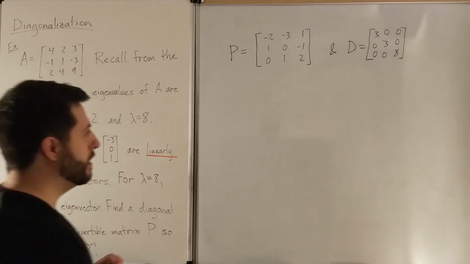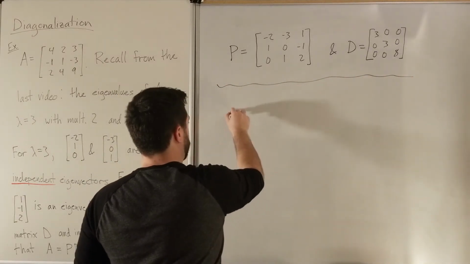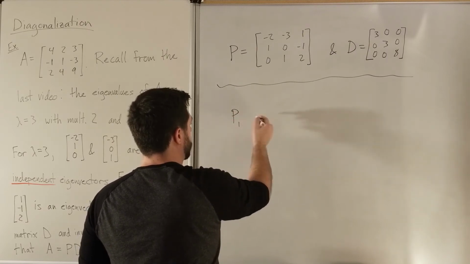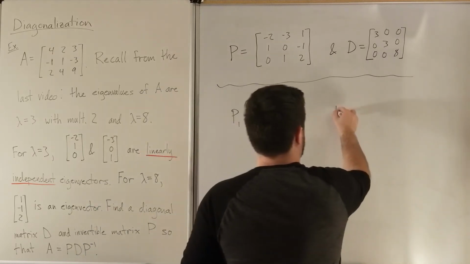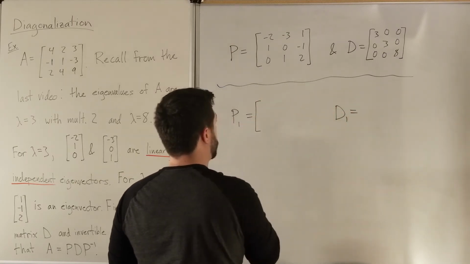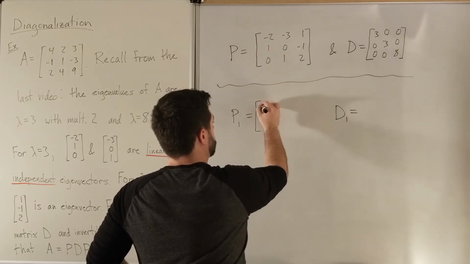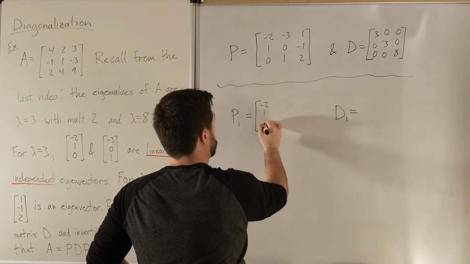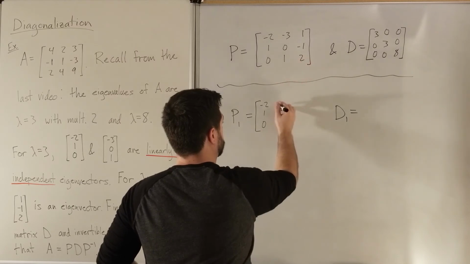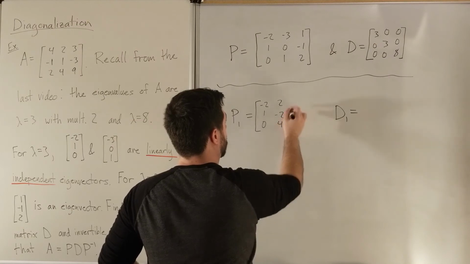Just to note, this is not the only answer. So we could have instead come up with a different answer that looks something like this. I'll call these P1 and D1. The way I'm going to get P1 is I'm going to switch the second and third columns. And while I'm at it, I'm going to double this column. So I'm going to make this 2, negative 2, and 4.